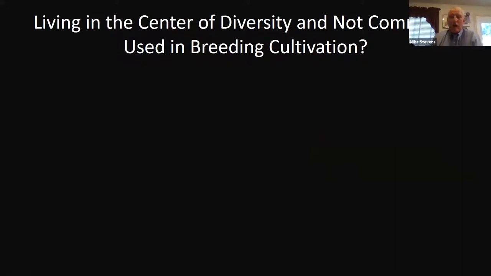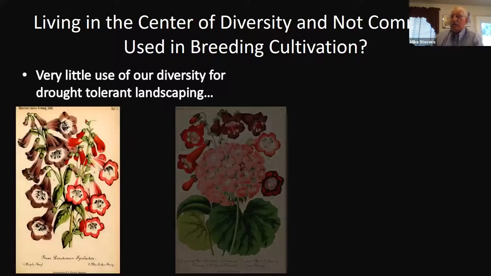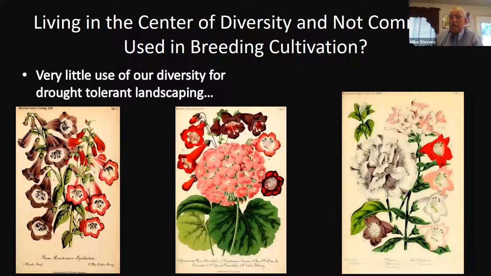So why is it that this particular genus, the Penstemon, is so widely cultivated throughout the world, and yet none of them are from drought-tolerant areas? The majority of the species are from drought. Very little use of our germplasm has been used for landscaping.